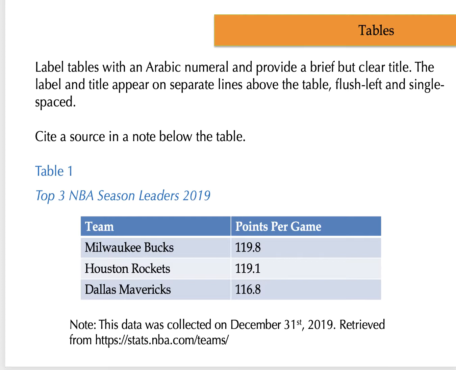So step 1 is the table label, Table 1. Step 2 is the title in italics. It's italicized, flush left and single spaced. And then we put in the table, and below the table we put in the source as a note. Okay, so let's see what we have now.